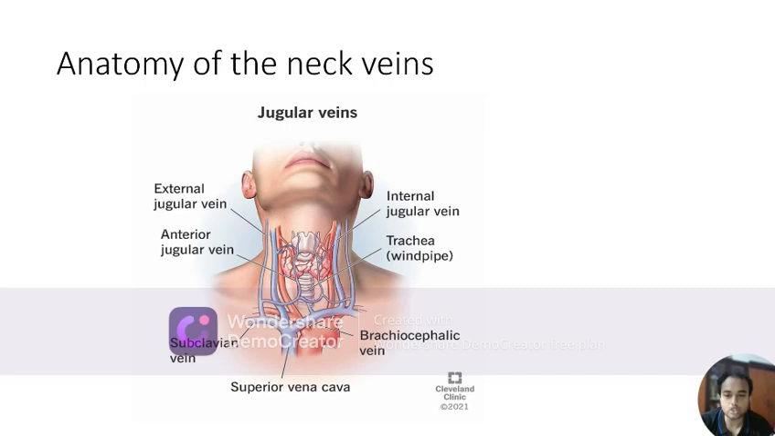The internal jugular vein joins with the subclavian vein, and together they form the brachiocephalic veins. The right and the left brachiocephalic veins join together to form the superior vena cava, which drains into the right atrium of the heart. Whenever we talk about the neck veins, clinically we mean the internal jugular vein.